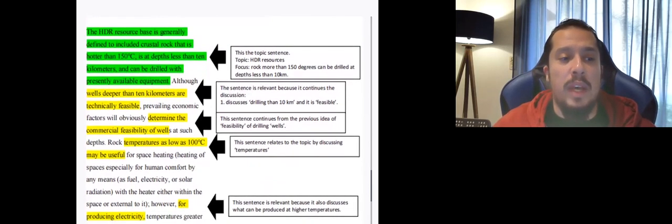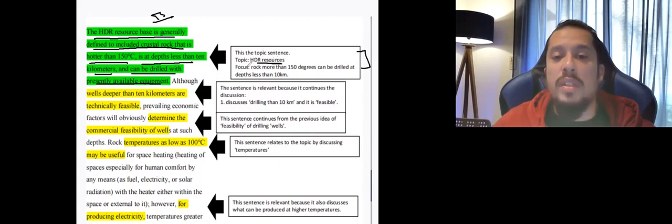Let's look at this example again. The green is the topic sentence, right? The HDR resource base is generally defined to include crustal rock that is hotter than 150 degrees Celsius, is at depth less than 10 kilometers, and can be drilled with presently available equipment. So here, the topic is HDR resources, and the focus is rocks more than 150 degrees that can be drilled at depths less than 10 kilometers. Okay, fine. Now look at the details that support.